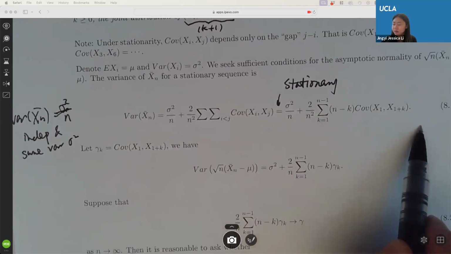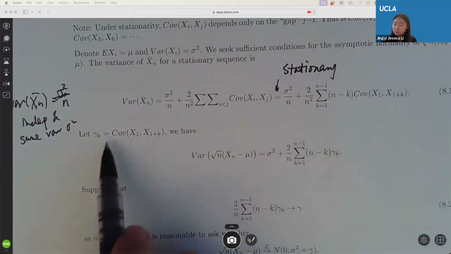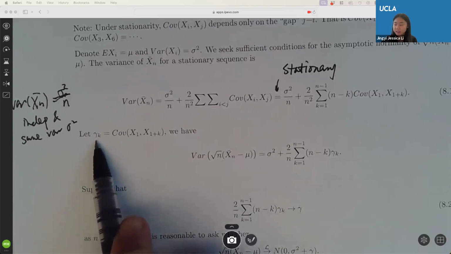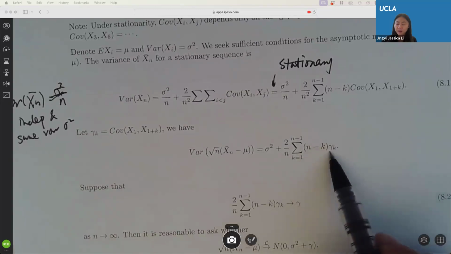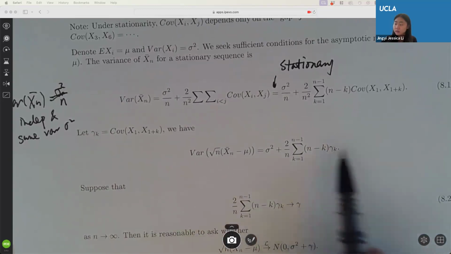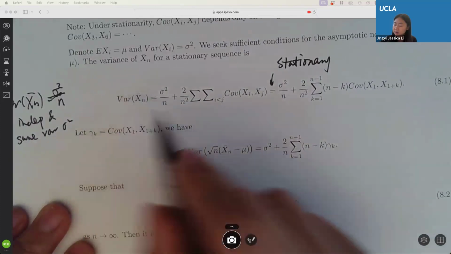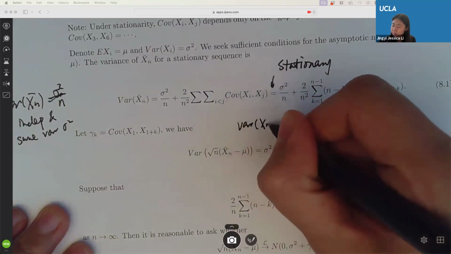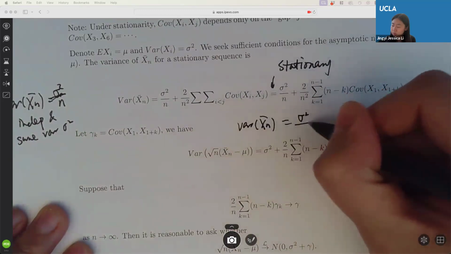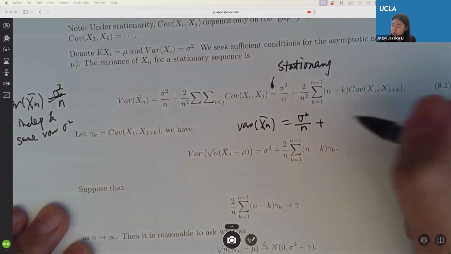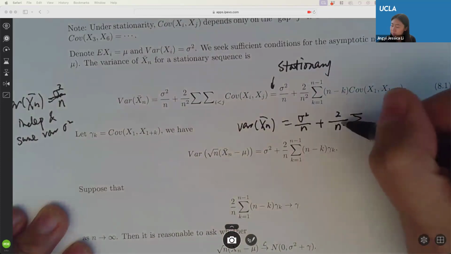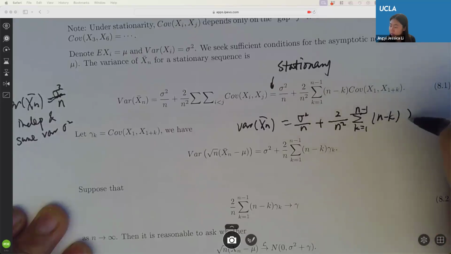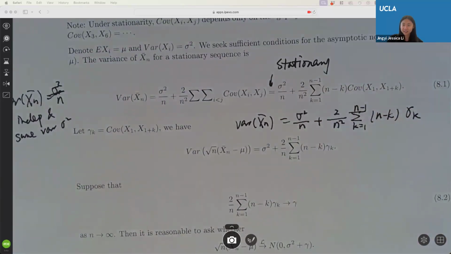This is how we express it. But this can give us a simpler formula, because for gap k, we call this covariance gamma k. Then we can have this replaced by gamma k, and this is the formula we get. So essentially, let me write one more step: the variance of x n bar is equal to sigma squared over n plus 2 over n squared, sum over k from 1 to n minus 1, of n minus k times gamma k. That's it. That's the variance of x n bar.